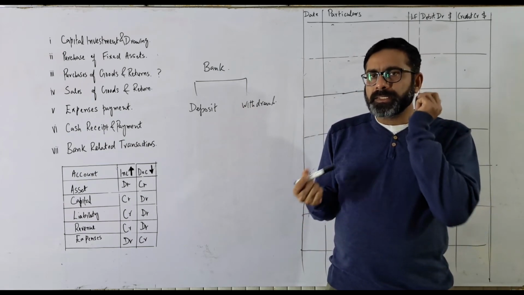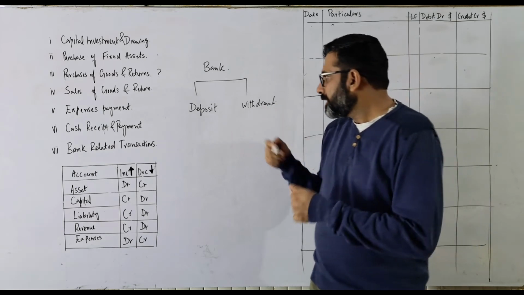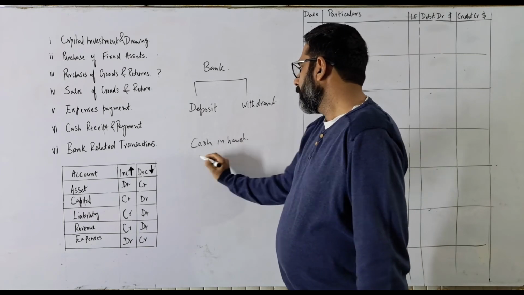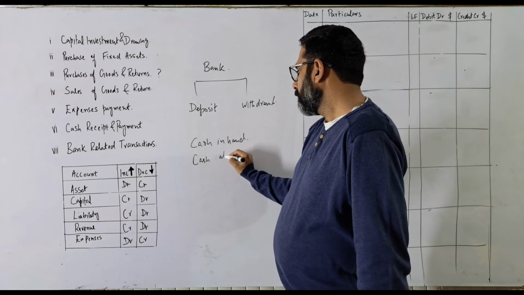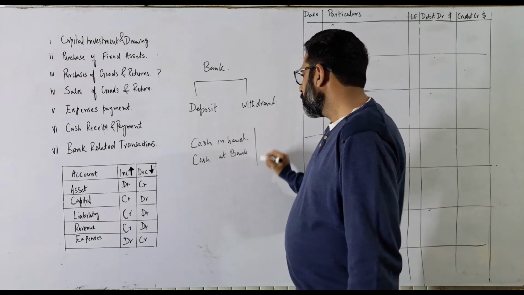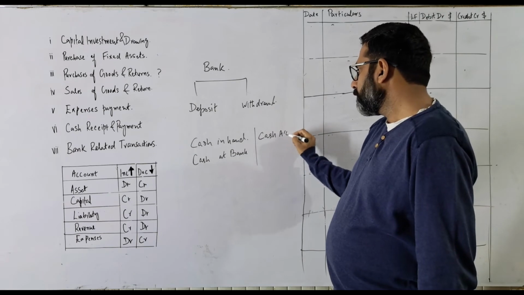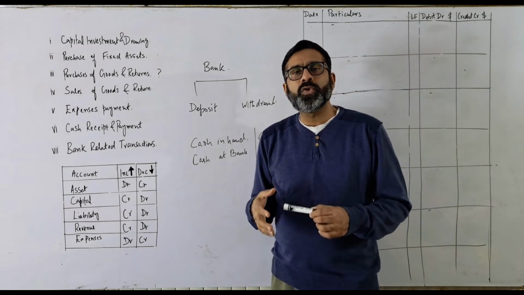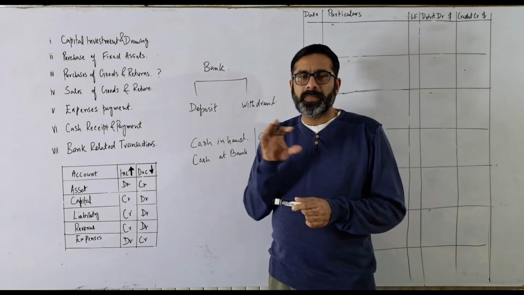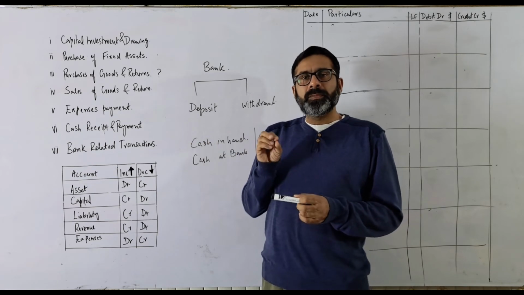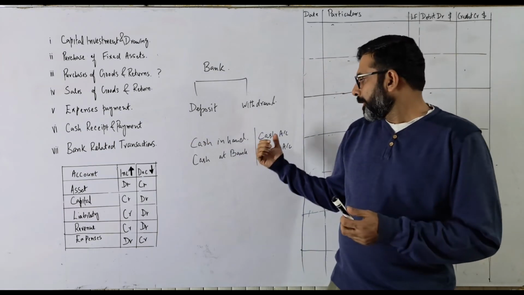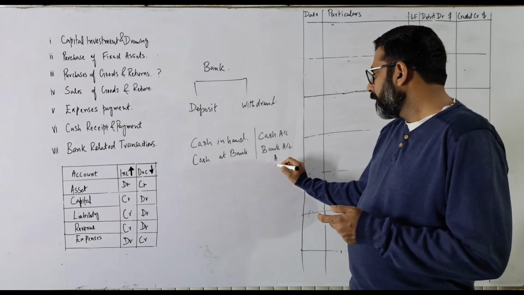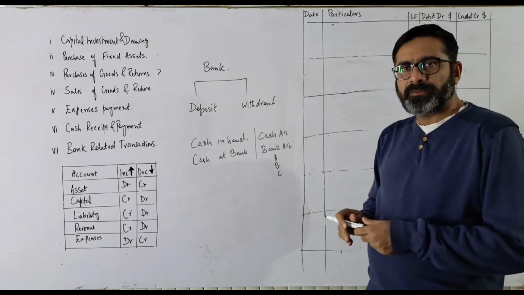So in that case, we have two things. One is the cash in hand and the other is cash at bank. So this is called simply the cash account and this is called the bank account. There is a possibility that the business has more than one account in the bank. So bank A, bank B, bank C. So they have to maintain the account for every bank separately. They have to mention the name of the bank, whether this is bank A or bank B or bank C, whatsoever is the name of the bank.